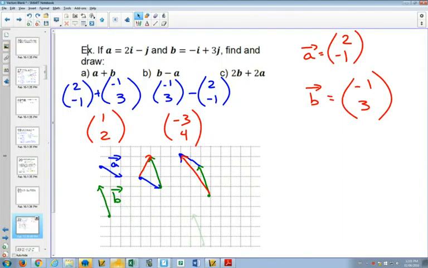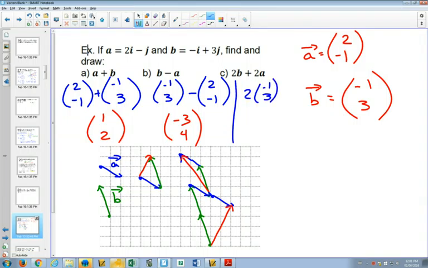Finally, if you took 2 B's, there's 1 B, 2 B's, and then added 2 A's to that, 1 A, 2 A's, there would be a resultant. And algebraically, you would get a resultant of 2, 6 minus 2 is 4. And you can see that from the diagram as well.